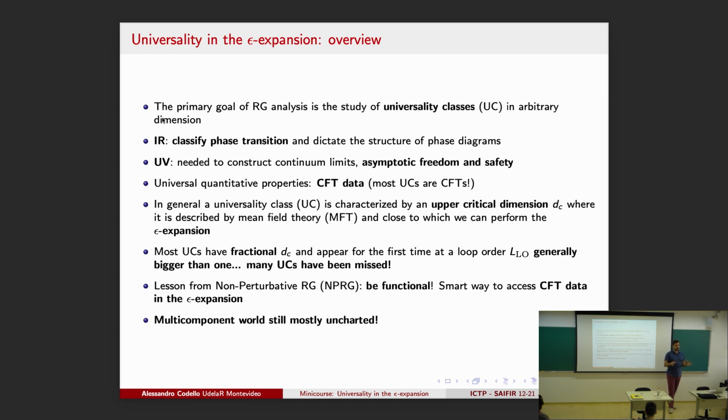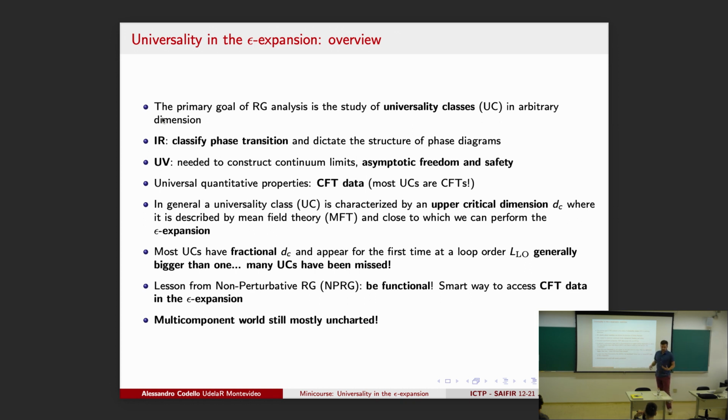So our main goal, and the main goal of the RG analysis, is the classification of universality classes in arbitrary dimension. Why are universality classes important? For many reasons. First of all, because they classify the possible phase transitions that a system can undergo. This is the infrared physics of universality. But at the same time, there is the UV aspect to universality, and universal theories are needed to construct a continuum limit. In general, asymptotic freedom and asymptotic safety.